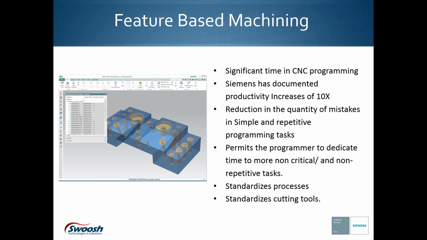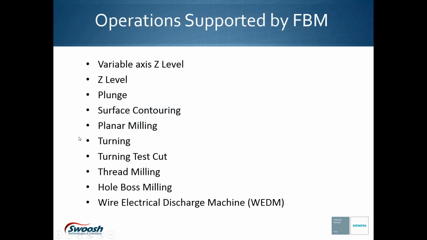Siemens has productivity increases of 10 times. It will reduce the quantity of mistakes, and it will reduce mistakes in simple programming tasks. It will allow your programmer to dedicate more time to non-critical and non-repetitive tasks, your harder cutting paths. It will standardize processes and standardize cutting tools.